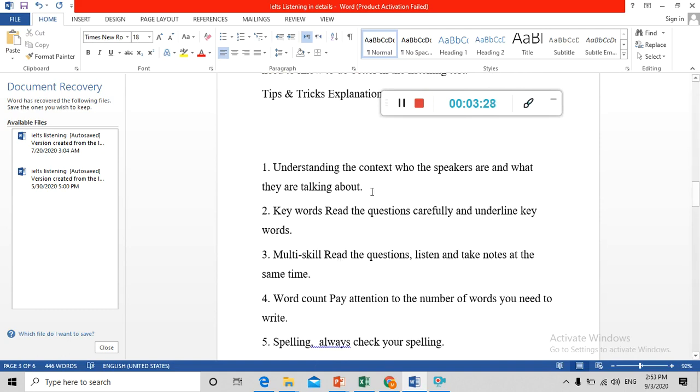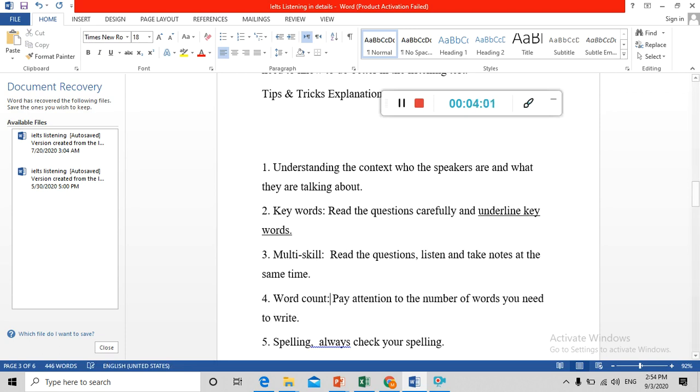Number 1, understanding the context: who the speakers are and what they are talking about. Number 2, keywords: read the questions carefully and underline the keywords. We have to underline them to remember that. Multi-skill, which means read the questions, listen and take notes at the same time.